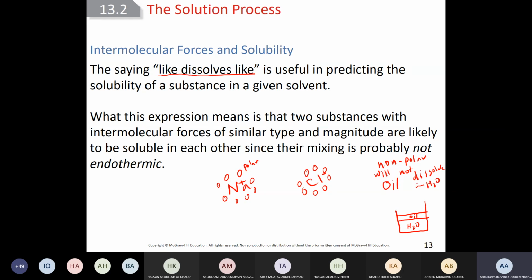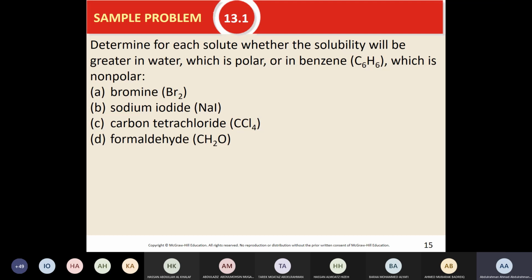But if you take something like benzene, the fuel that we have in our car, C8H18, most of the gas in our cars is this compound. If you put it in oil, what will happen? It will dissolve. But if you put it in water, it will not dissolve. So it depends on the intermolecular forces. Good. Let's solve this problem very quickly.